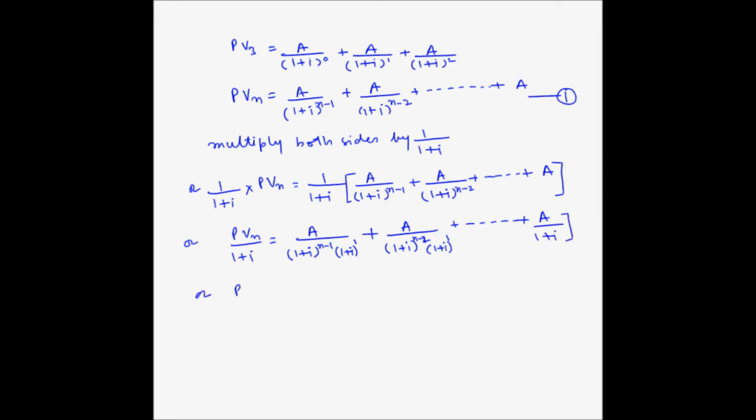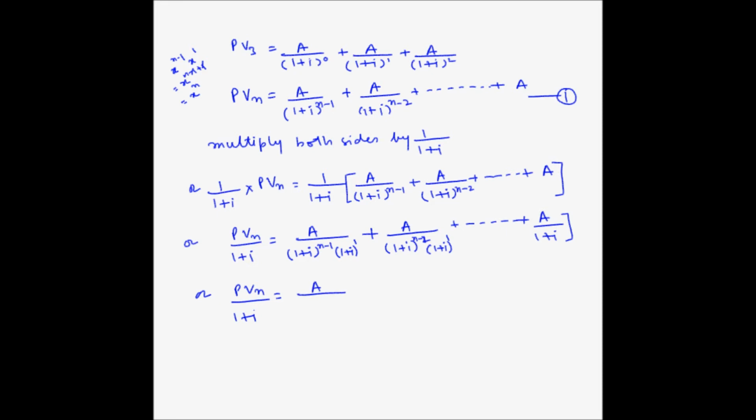So PVN divided by 1 plus I is equal to, now the denominator here is 1 plus I to the power n minus 1 into 1 plus I to the power 1. So we know that x to the power n minus 1 into x to the power 1 can become x to the power n minus 1 plus 1. Minus 1 plus 1 gets cancelled, which is equal to x to the power n. So here 1 plus I can be considered as x.